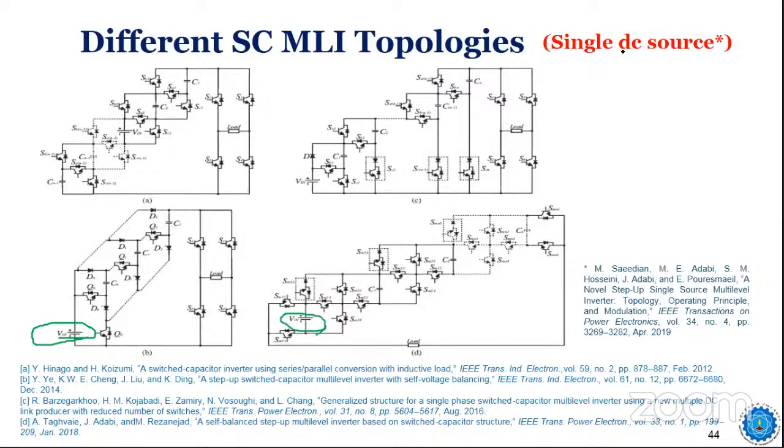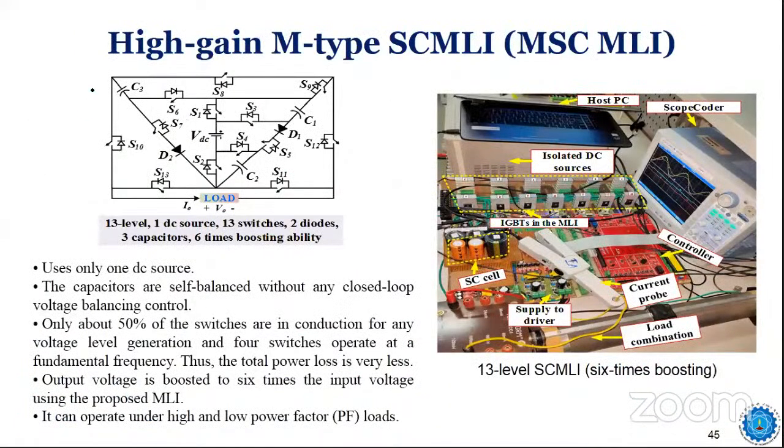And it can produce any number of higher levels; it can be produced with only a single source. Clear? So my research during my PhD, accordingly I've done it. I have developed an efficient high gain voltage boosting type, because till now people have developed only the non-boosting type.